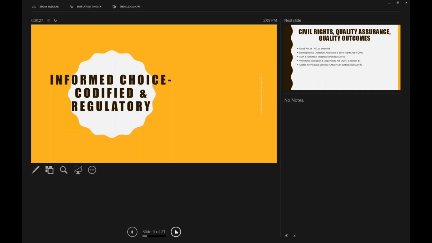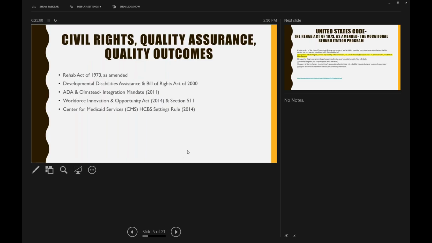Okay. So informed choice is a concept that we're very familiar with, as I just mentioned, it's in the code of ethics, but over recent years, it is written in the codes, laws, and regulations that it's mandated that it is being provided, and it's particularly relevant to our field of helping people with disabilities obtain and maintain employment that's meaningful. So it's about civil rights, quality assurance, and quality outcomes.